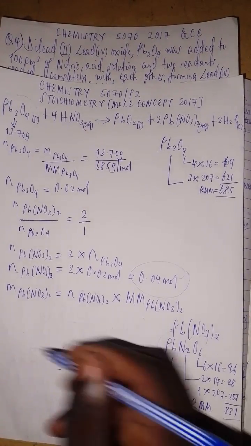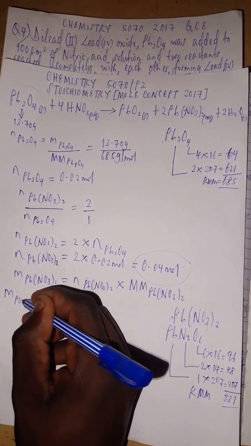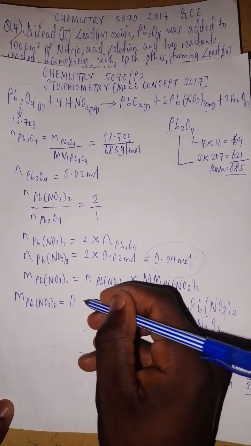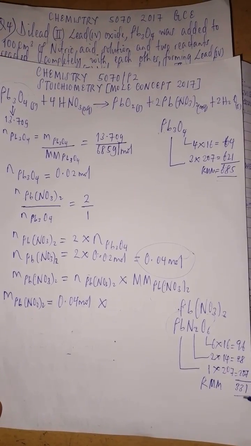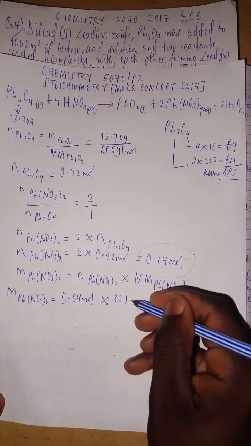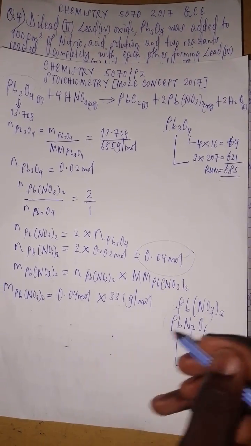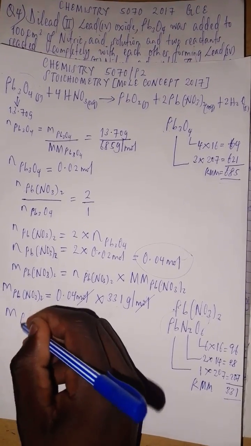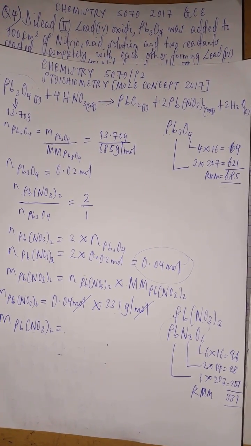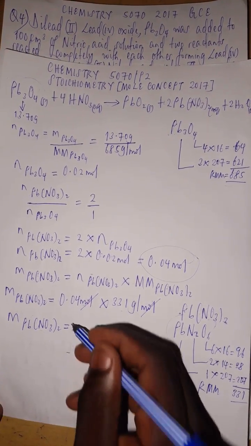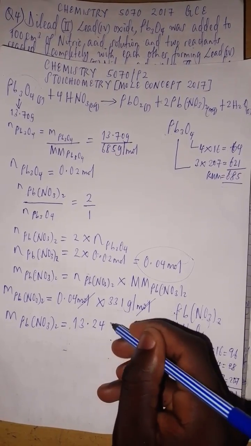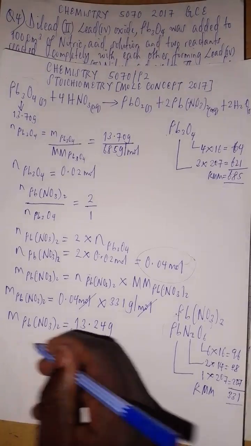So I'll use it to calculate the mass. The mass for lead(II) nitrate will be equal to the number of moles we found, 0.04 moles, multiplied by the molar mass, 331, which has units of grams per mole. So this mole and that mole will cancel. So the mass for lead(II) nitrate will be equal to 0.04 multiplied by 331. So the mass is 13.24 grams. Okay, so that is basically the mass.